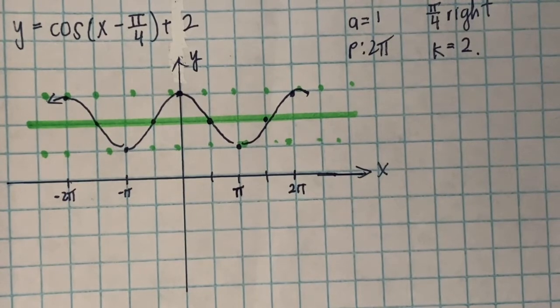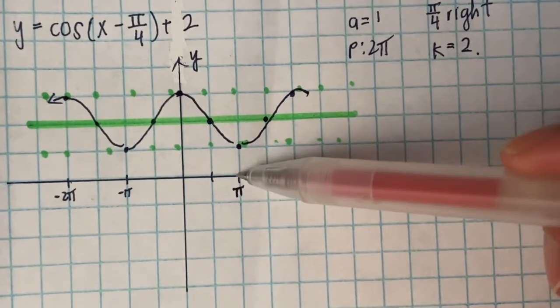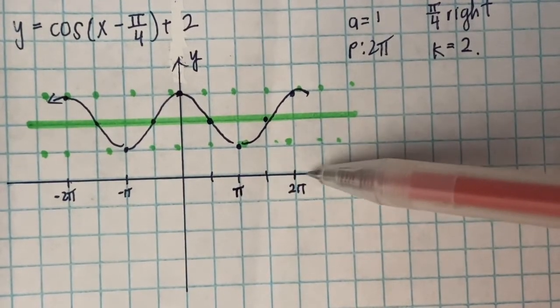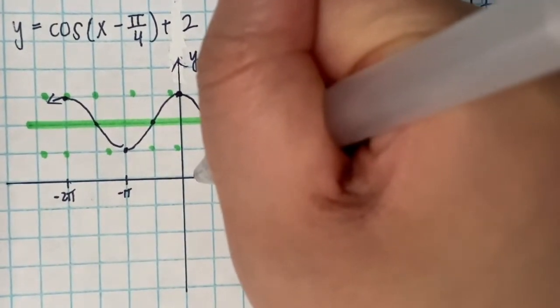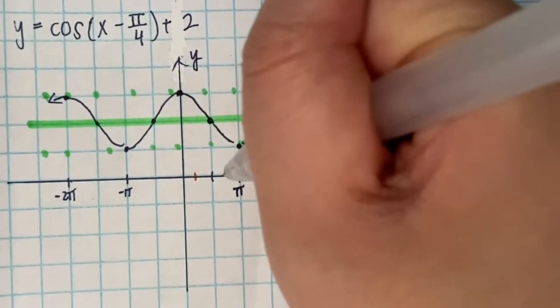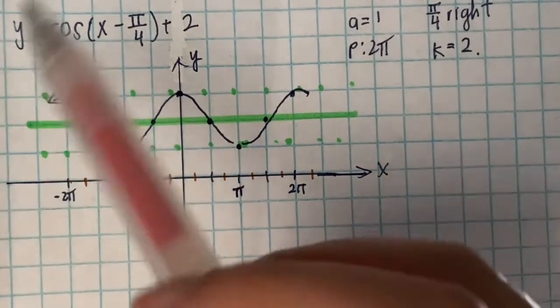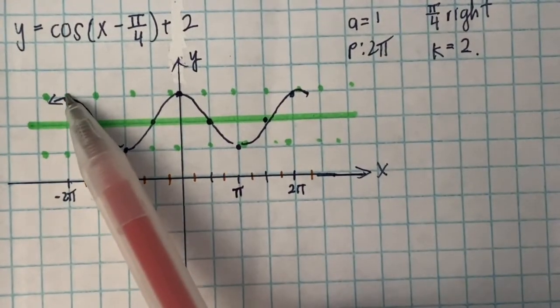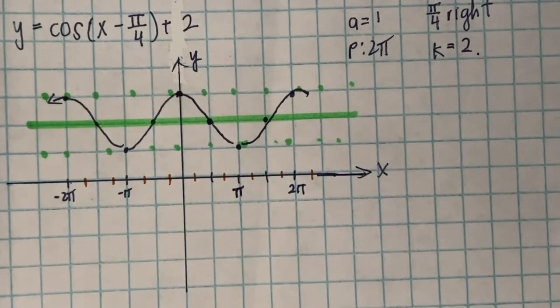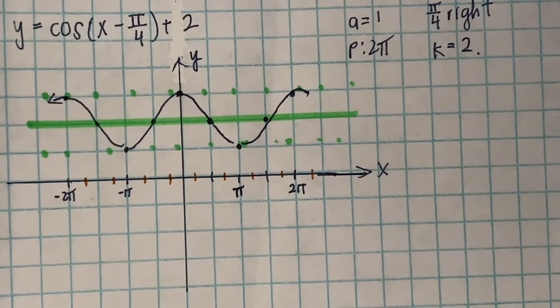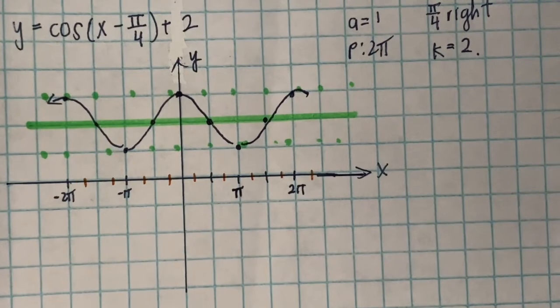However, we need to shift all of the points pi over 4 units to the right. Because each tick mark here is pi over 2, in order to shift it pi over 4, we're going to have to shift it half a unit to the right. So all these points are going to be shifted pi over 4 units to the right. And this is where you're going to have to be pretty good with your fractions just to know how much you need to shift your graph by.